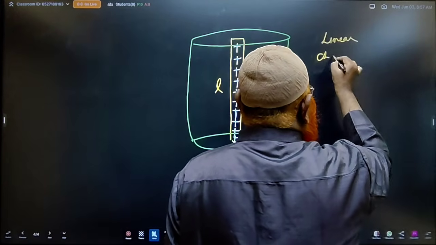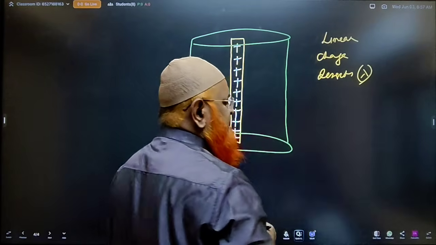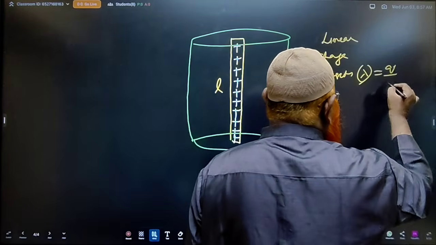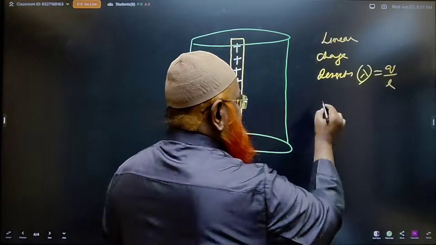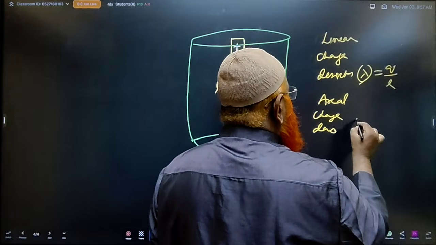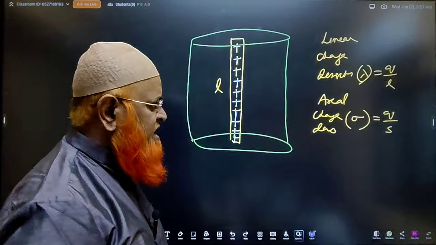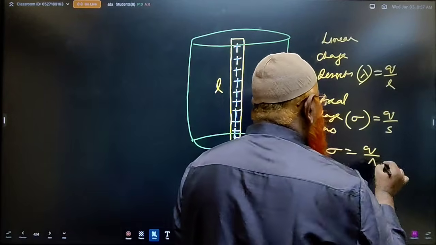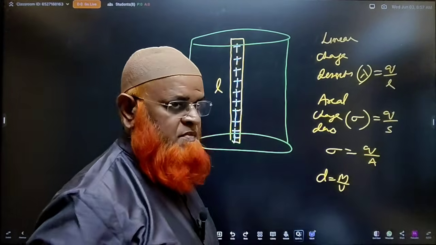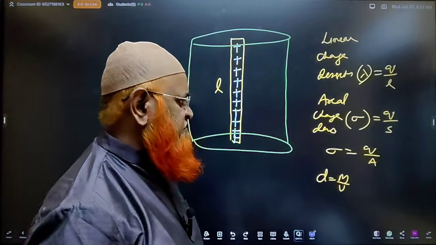linear charge density. What do you mean by linear charge density? Linear charge density is given by letter lambda, and it is nothing but charge per unit length. Next, what is areal charge density? Areal charge density is given by letter sigma, which is charge per unit surface area, Q by S, or sigma can be taken as Q by A. Ordinary density means mass by volume. Linear charge density means charge by length, and areal charge density means charge by surface area.